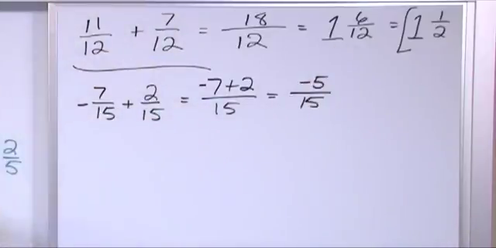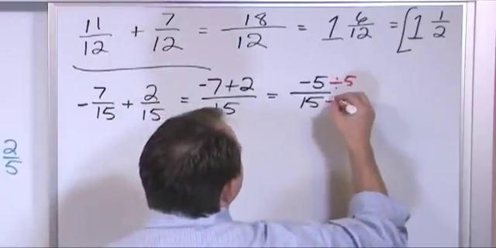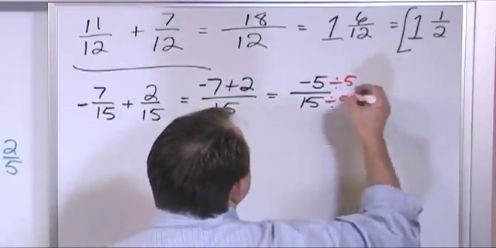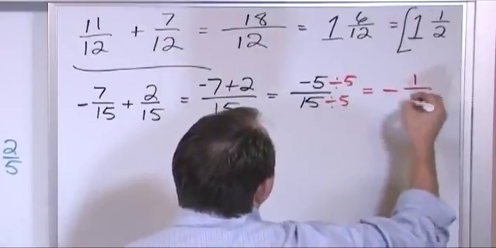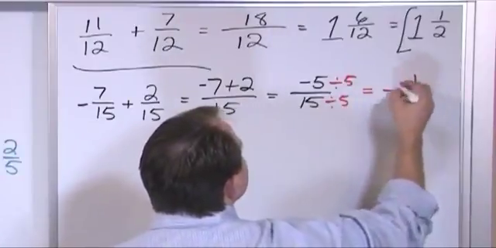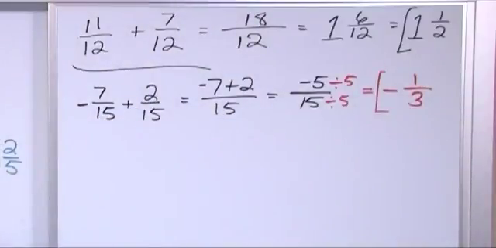And that fraction is not simplified because I can divide the top by 5 and the bottom by 5. The final fraction I get, I'll take this negative sign out in the front. 5 divided by 5 is 1. 15 divided by 5 is 3. So -1/3. All right?